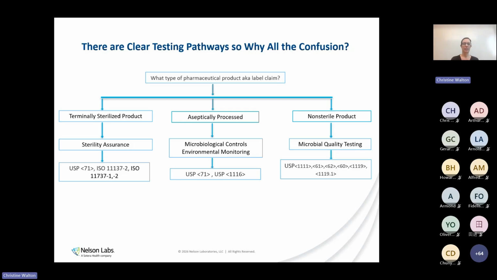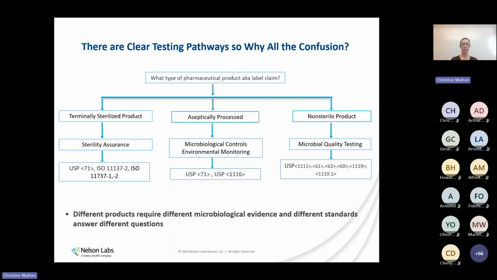So as Martel hit on, there's some fairly clear pathways already set up. So we know for our pharmaceutical product what potentially the label claim is. That helps kind of direct into which category or testing modality we're going to look at. Terminal sterilization being supported by sterility assurance, and then that leads us down a path into potentially USP or ISO testing. Similar for aseptic processing, hey, we're looking at microbial control, and then another pathway for non-sterile products, with the focus being more on the microbial quality testing. That again tends to lead into those USP chapters.